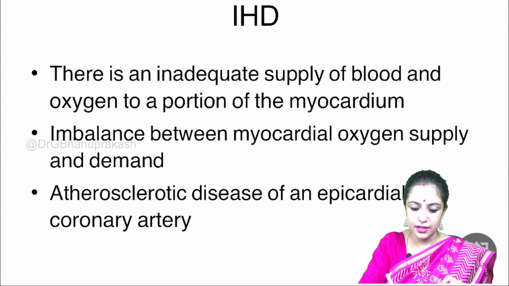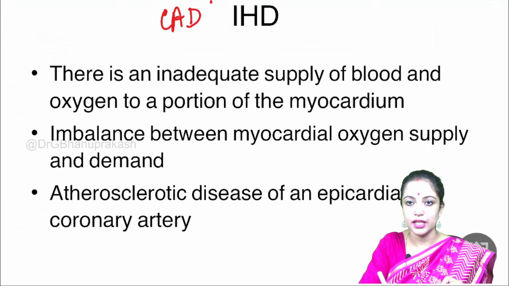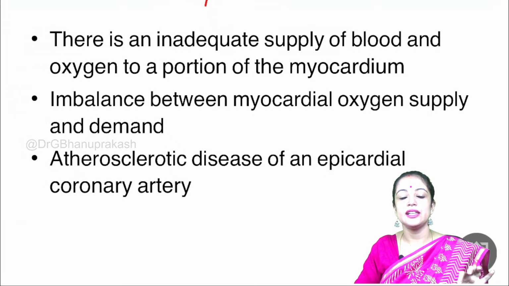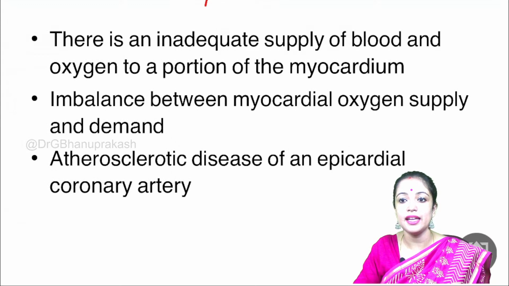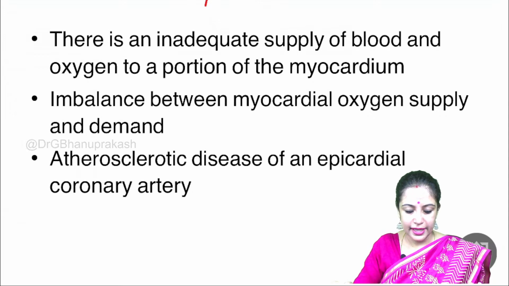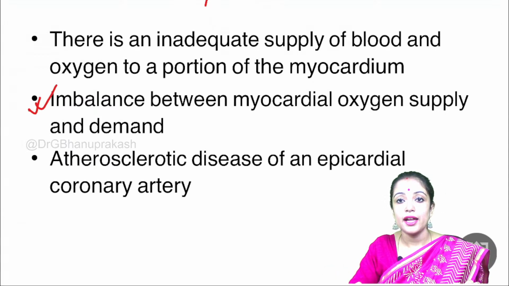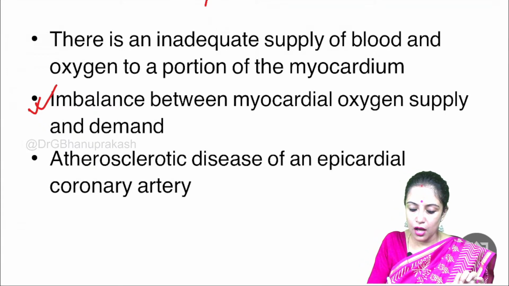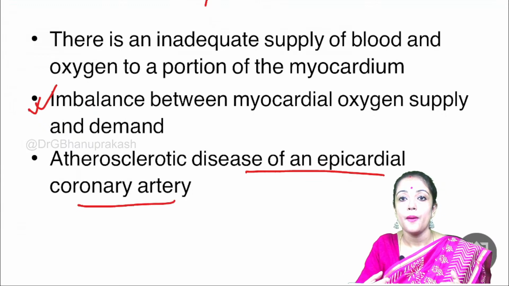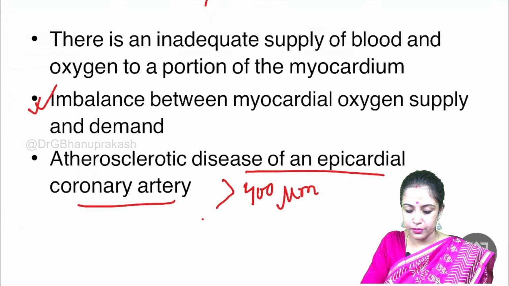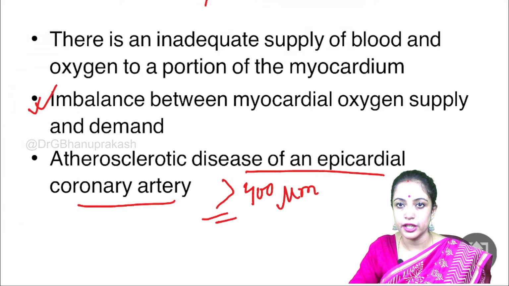Coming to ischemic heart disease or coronary artery disease. What happens in ischemic heart disease? Basically, there is an inadequate blood supply and oxygen supply to a portion of the myocardium. There is an imbalance between the myocardial oxygen supply and demand, and the most common cause of this imbalance is atherosclerotic disease of the epicardial coronary artery, that is the bigger coronary arteries where the diameter is more than 400 micrometers. That is the most common cause of coronary artery disease.